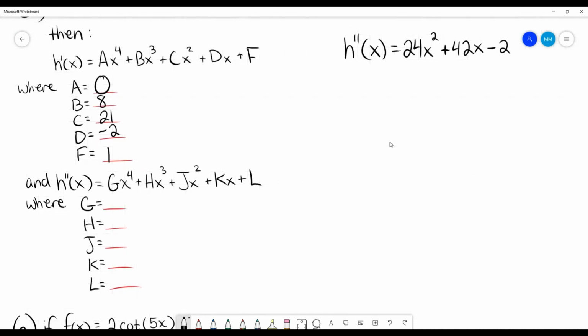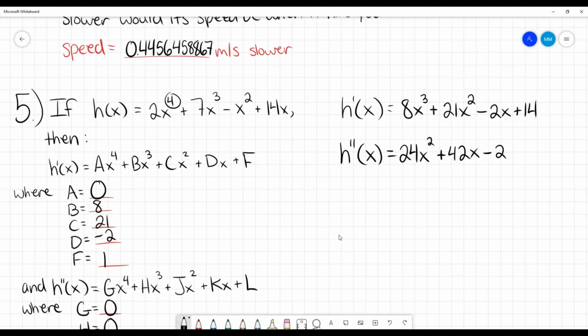And in this case, again, we've got nothing to the power of 4, so our g is 0. Now, this time we have nothing to the power of 3, so our h is also 0. But we do have something to the power of 2, so it's j times x squared. Well, our j is going to be 24. K is going to be 42. And L is a negative 2. And that's all that is.